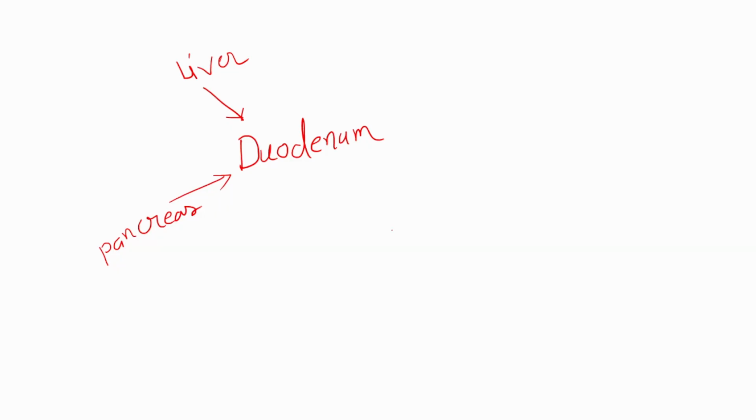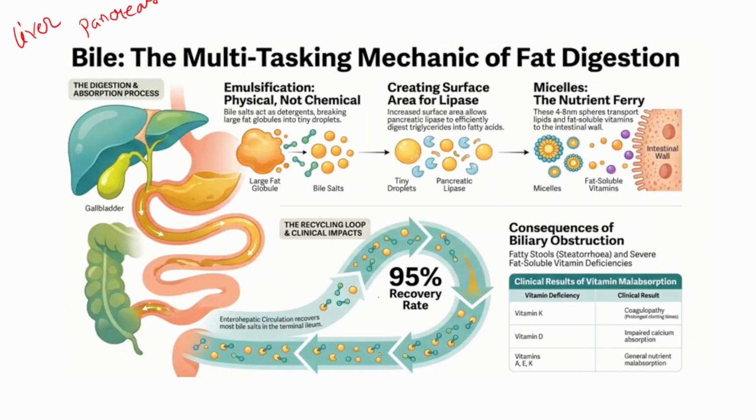Before we enter the small intestine, we need to understand two accessory organs that pour their secretions into the duodenum, and they are the liver and pancreas. To evaluate the physiology of lipid processing, we will start by analyzing bile as the multitasking mechanic of fat digestion. We introduce bile not as a chemical enzyme, but as an amphipathic detergent secretion from the liver.